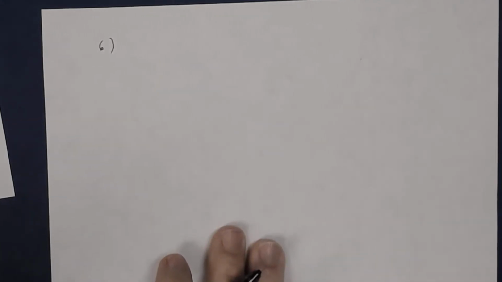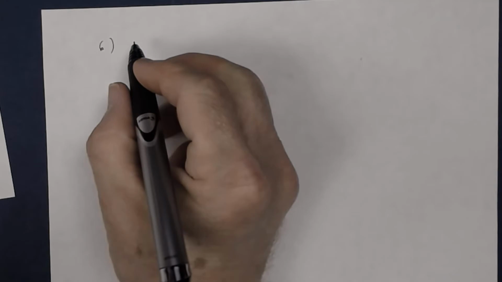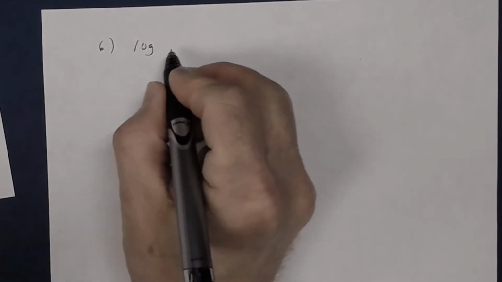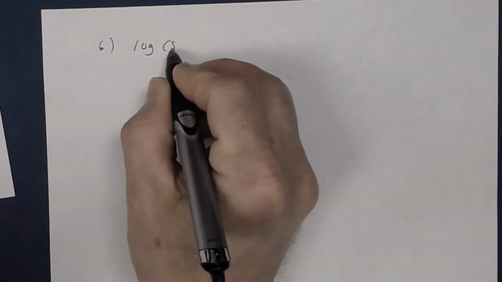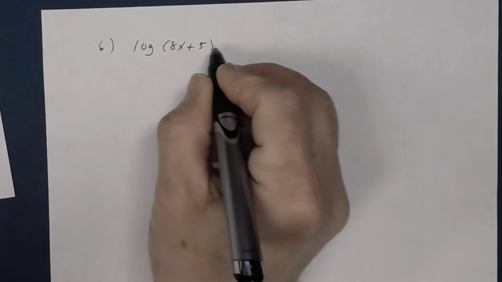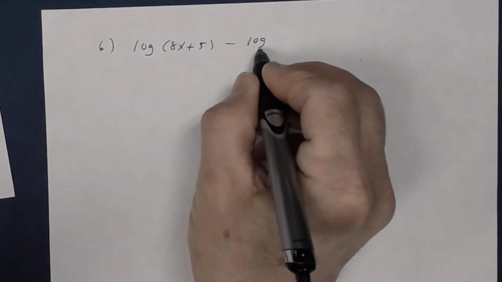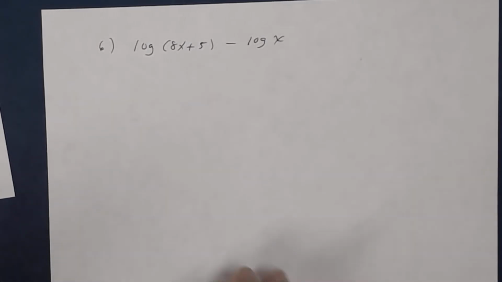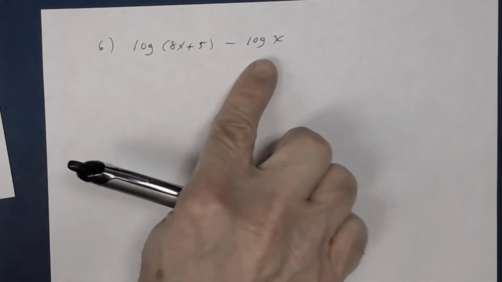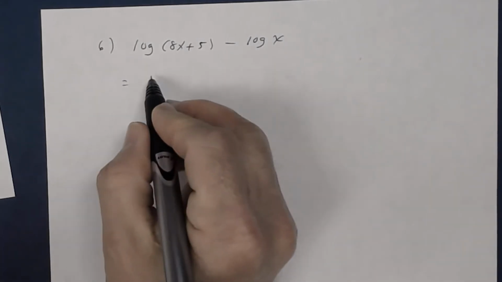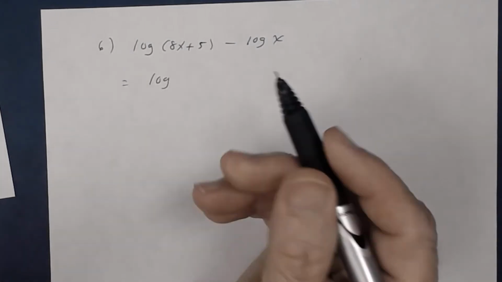Okay, number 6. Suppose we had the log of 8x plus 5 minus the log of x. Okay, no big deal. We had one a while ago like that. I know that the difference of 2 logs is a quotient, so I can write this as the log. Now, there are a couple ways you can do this.